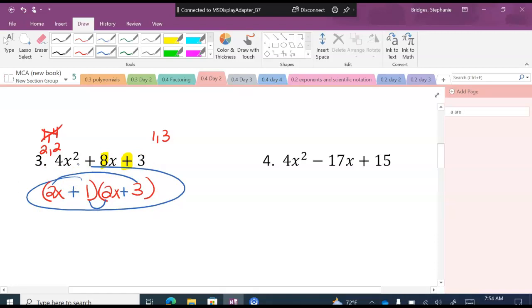If you wanted the cloud method, okay, pull off the 4, multiply 3 times 4, factor this. Factors of 12 that add to give me 8 would be 2 and 6. Signs are going to be the same. They're both positive. But now I have to bring that 4 back in.